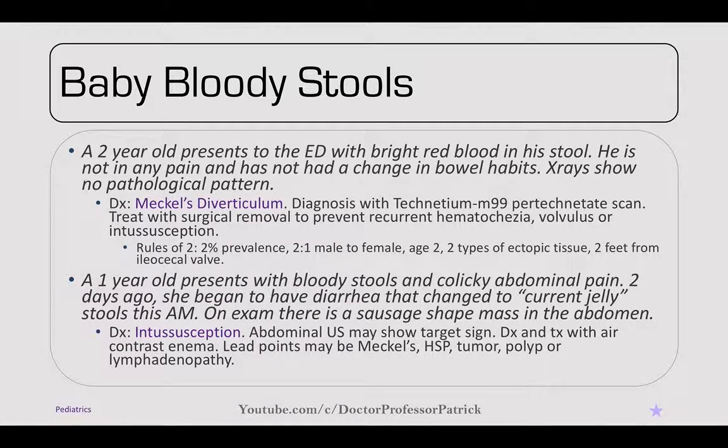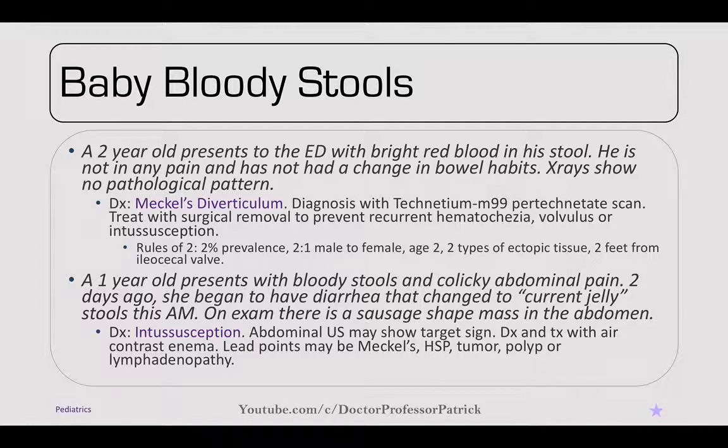Next, we've got a 2-year-old boy who presents to the ED with bright red blood in his stool. He is not in any pain, and he has not had any change in bowel habits. X-ray shows no pathologic pattern, and this can be a Meckel's diverticulum. You can diagnose this with technetium-99m scan, or you can treat it with surgical removal to prevent any recurrent hematochezia, volvulus, or intussusception. It can be a lead point for volvulus and intussusception.